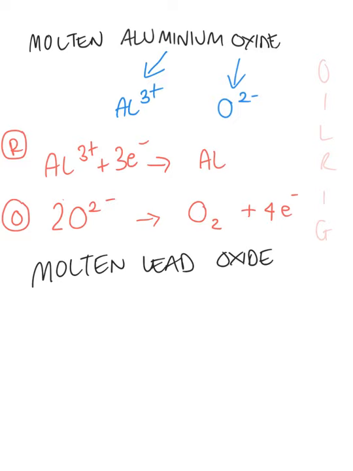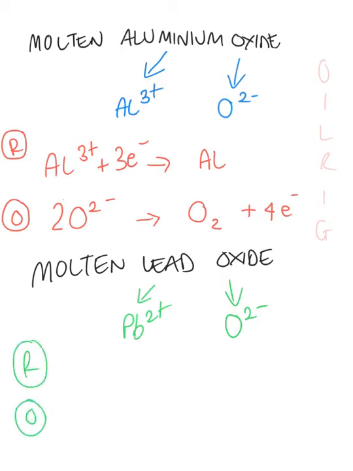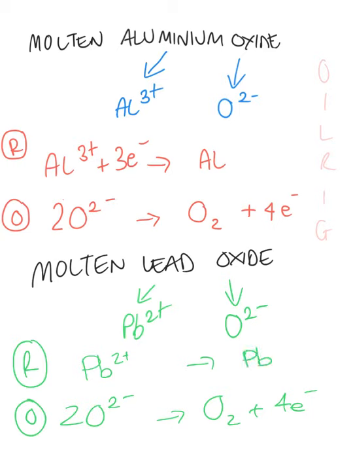Let's now do molten lead oxide. Lead is Pb2+. Oxygen, or the oxide ion, is O2-. So again, we will do our two equations, the reduction and the oxidation one. We can do the oxidation one straight away because it's going to be exactly the same. Let's do our Pb2+. Pb2+ is going to turn into Pb. That 2+ ion must gain 2 electrons to become Pb.